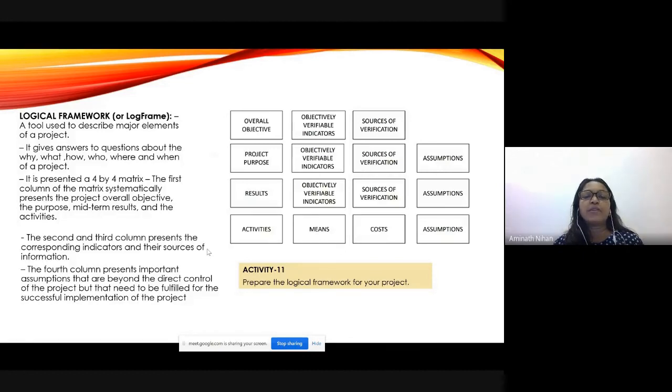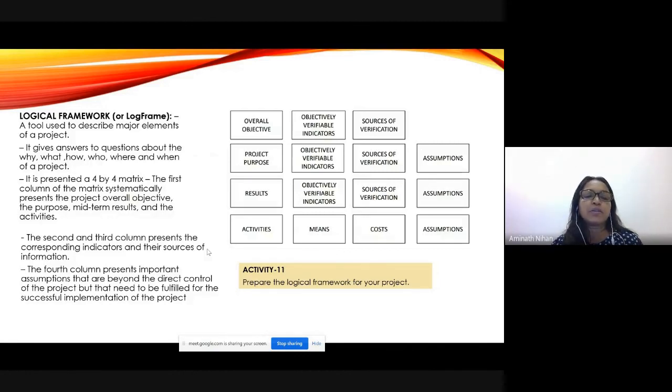Here you can see very clearly how in each row you can present sort of a mapping out, a 4x4 matrix. You are writing a logical framework of your project. So you can see the first column of the matrix systematically presents the project's overall objectives, the purpose, the midterm results, and the activities.